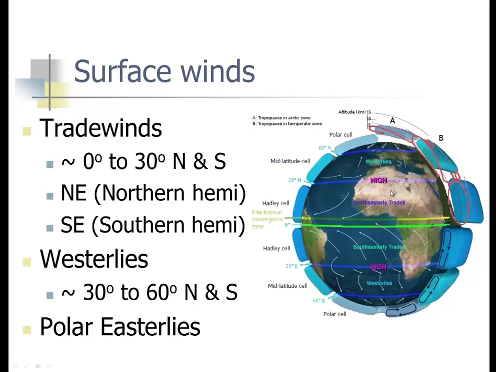Surface winds, trade winds, are located between the equator and about 30 degrees. The northeast trades in the northern hemisphere, the southeast trades in the southern. Then we have the westerlies, which I told you before was the southwesterlies or the northwesterlies, depending on where they come. And then we have the polar easterlies up there. And again, you should have this diagram drawn from a couple slides ago.